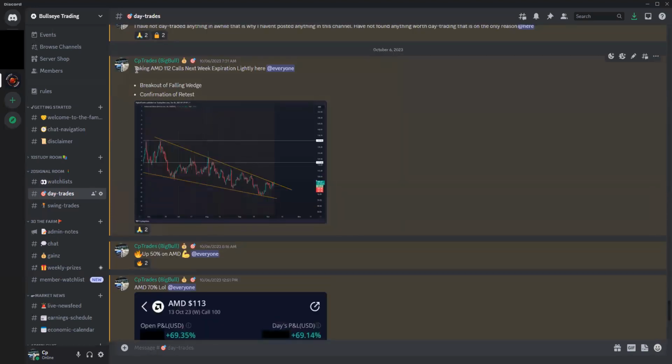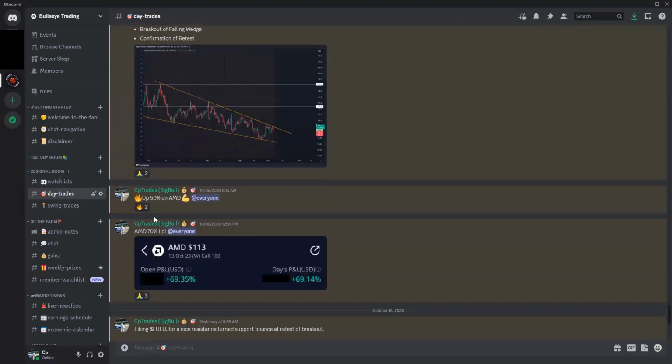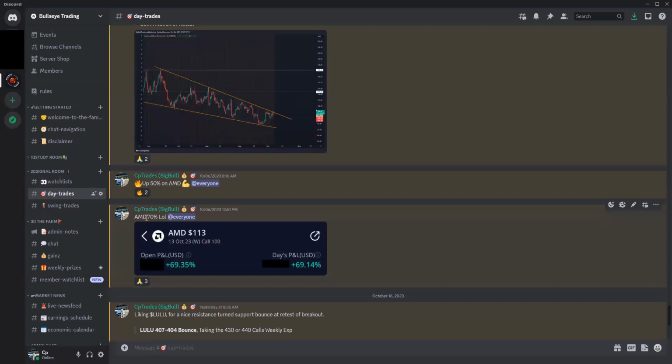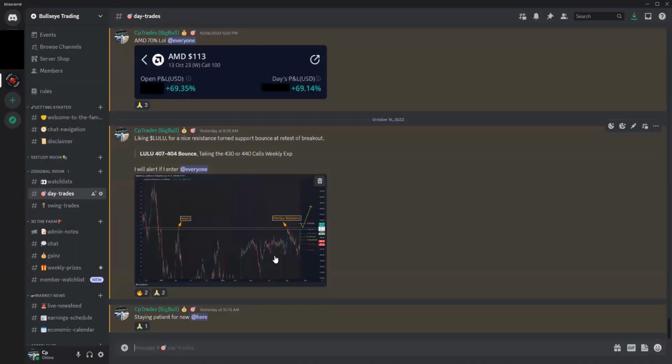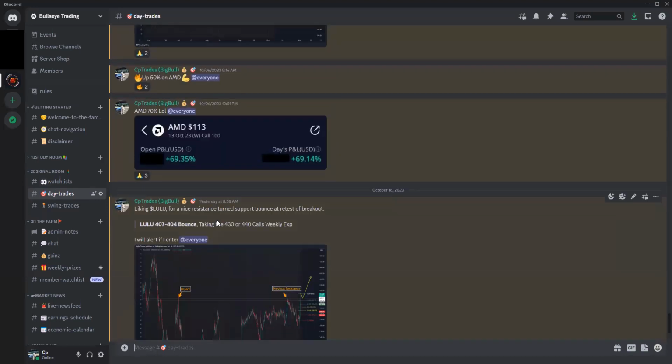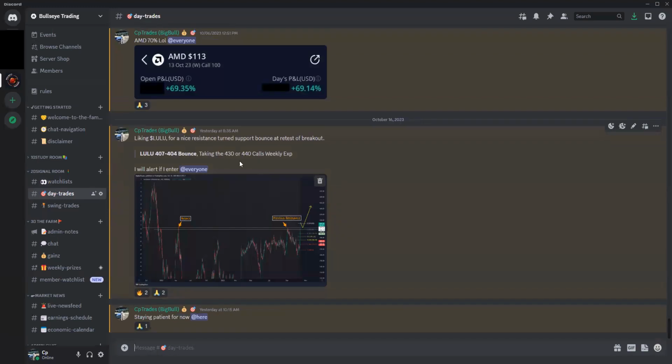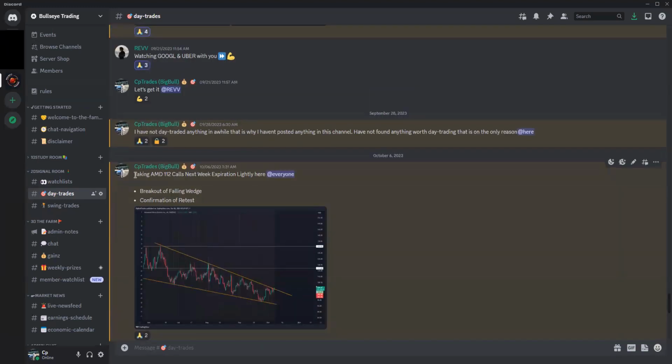For example, I ended up day trading AMD calls lightly. I made around 70% on this trade, and this was a day trade I did a while ago. Lulu, I was looking for that bounce, but unfortunately it never happened, like I mentioned. But this is where we'll be posting our day trade signals. A great example of a signal would be right here.